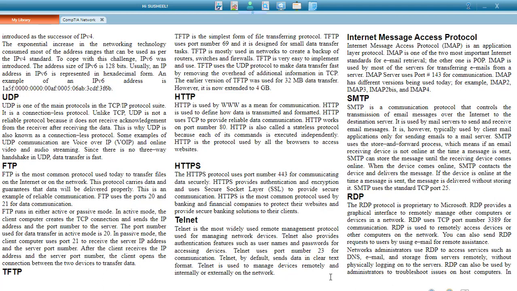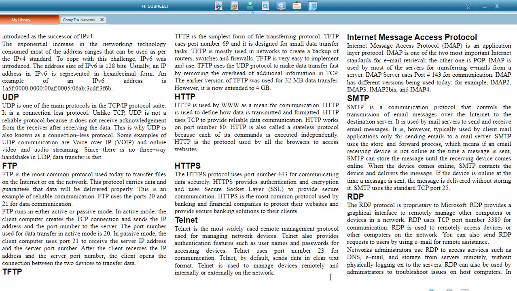It is a connection-less protocol. Unlike TCP, UDP is not a reliable protocol because it does not receive acknowledgement from the receiver after receiving the data. This is why UDP is also known as a connection-less protocol. Some examples of UDP communication are voice over IP, VoIP, and online video and audio streaming. Since there is no three-way handshake in UDP, data transfer is fast.